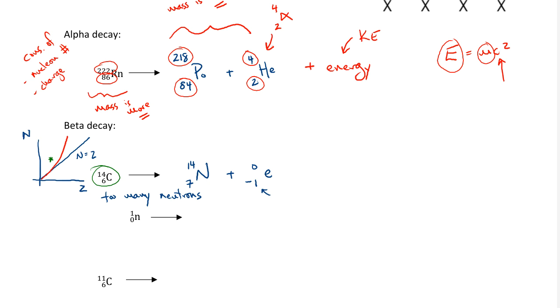Now this electron, it's important to note, is from the nucleus. This is not a regular orbiting electron. And to distinguish it from one from the nucleus, we sometimes call it a beta minus particle, so you'll see it written like this sometimes as well.